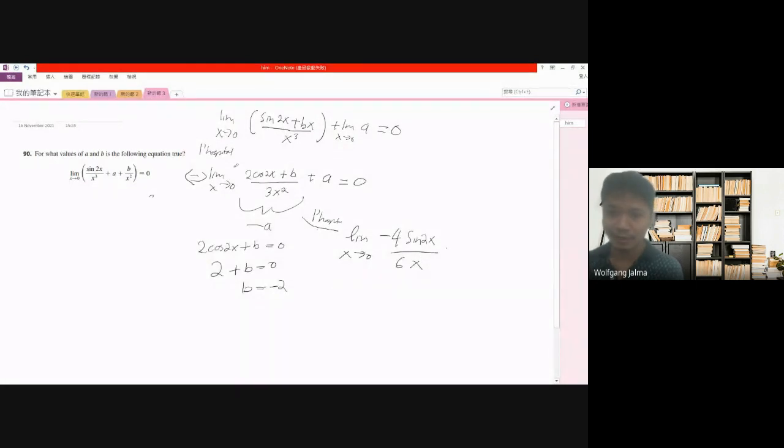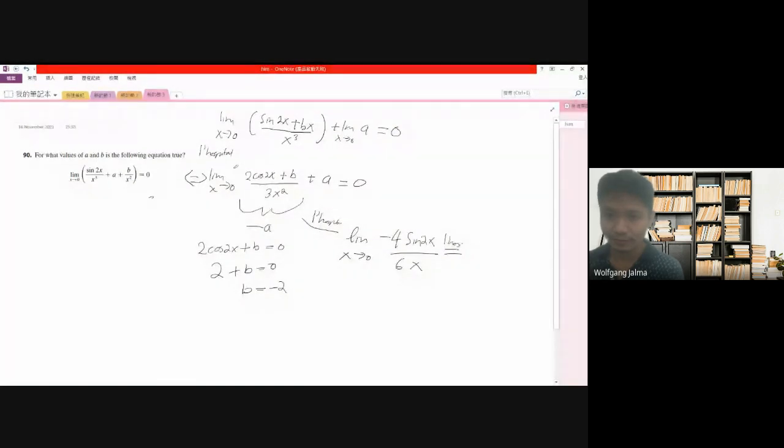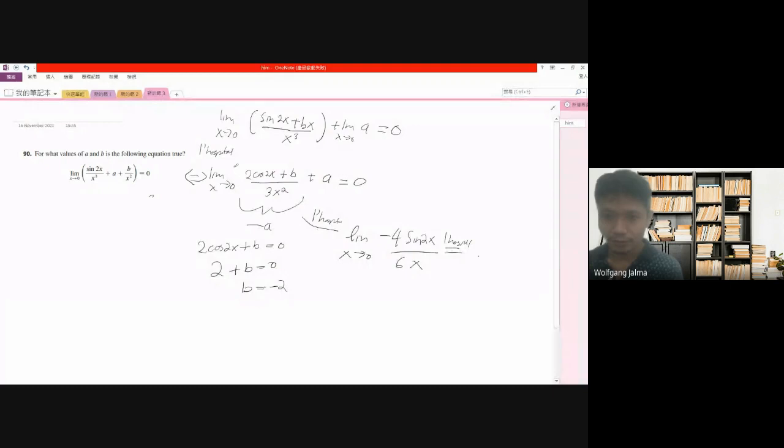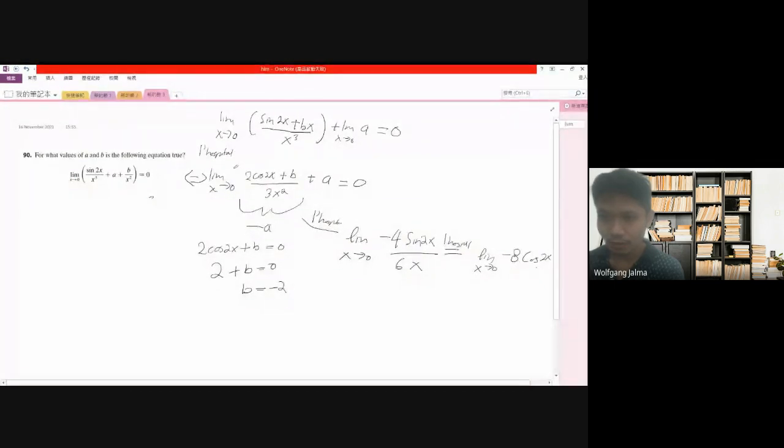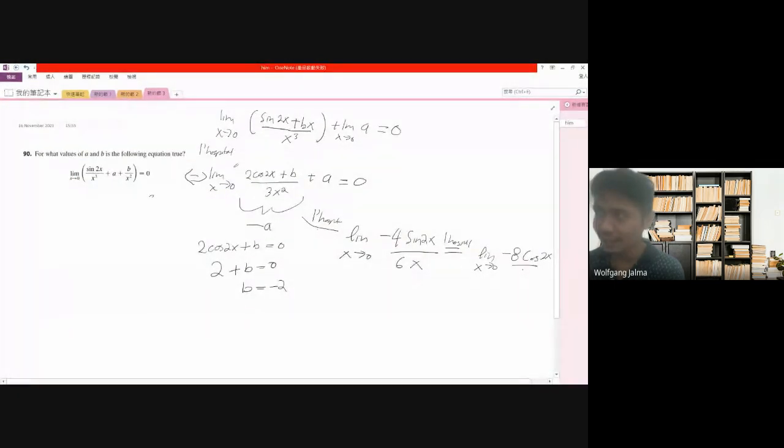So we do L'Hopital again. What we get is limit x approaching 0 of minus 8 cos 2x over 6, right? Do I make mistakes so far?